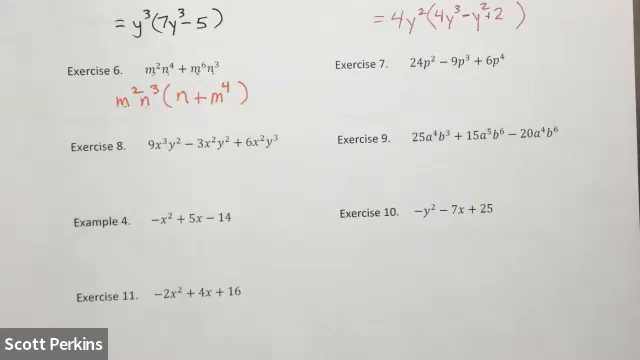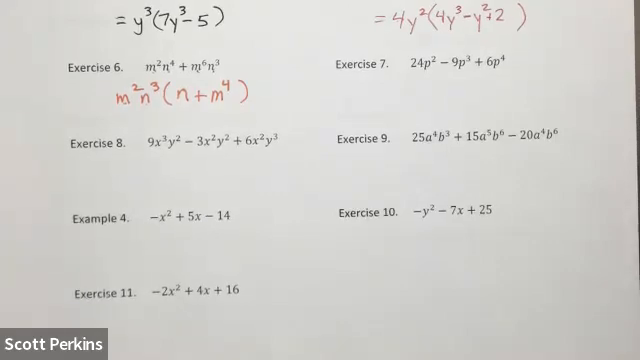All right. So exercise 7 involves variables and coefficients, just like example 3. So give that one a try. 24p squared minus 9p cubed plus 6p to the 4th.